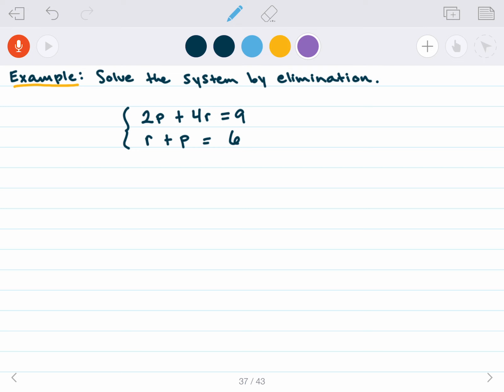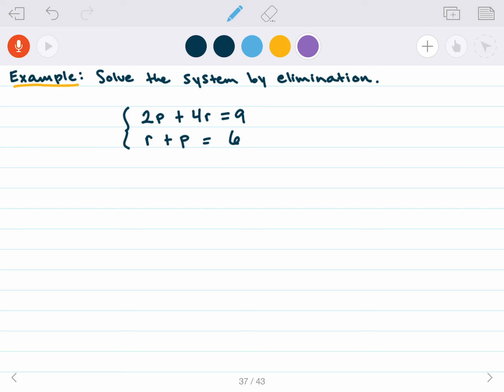So we want to solve this by elimination, and I notice that I don't have equal and opposite coefficients, but what I can do is balance my equation. I can do something to both sides of the equation that will give me equal and opposite coefficients.